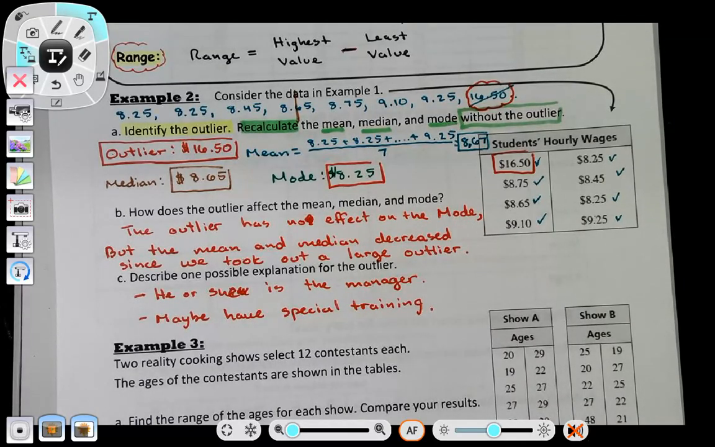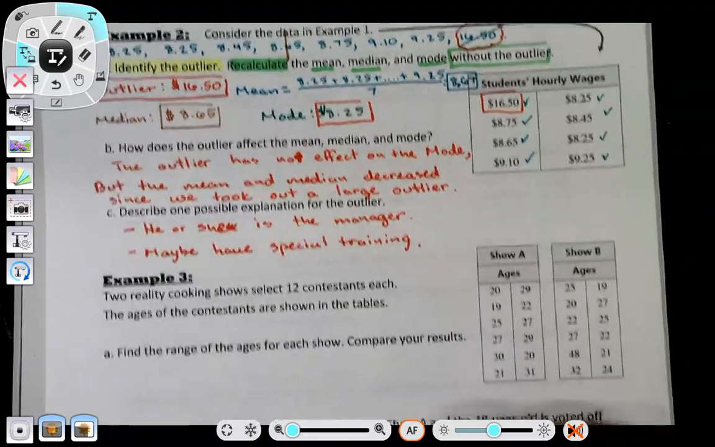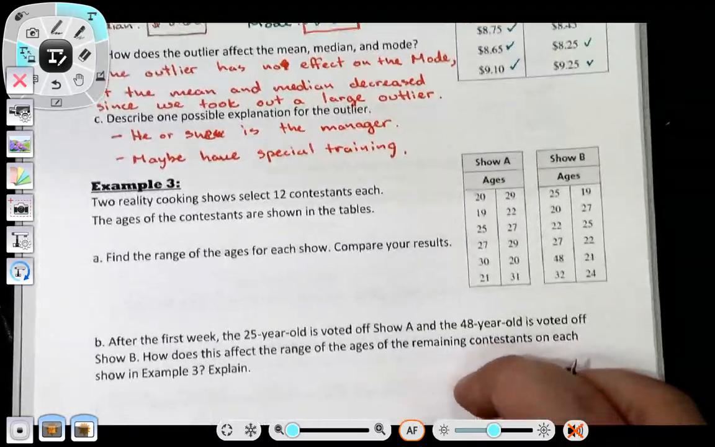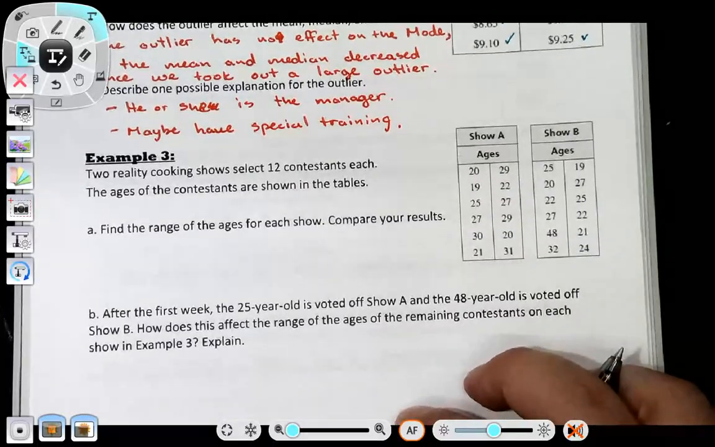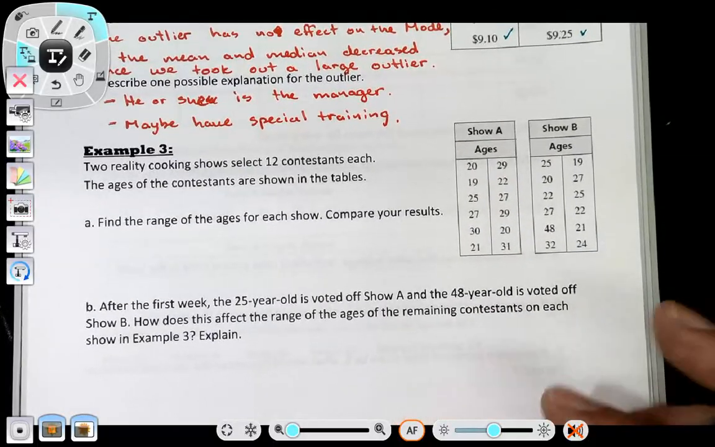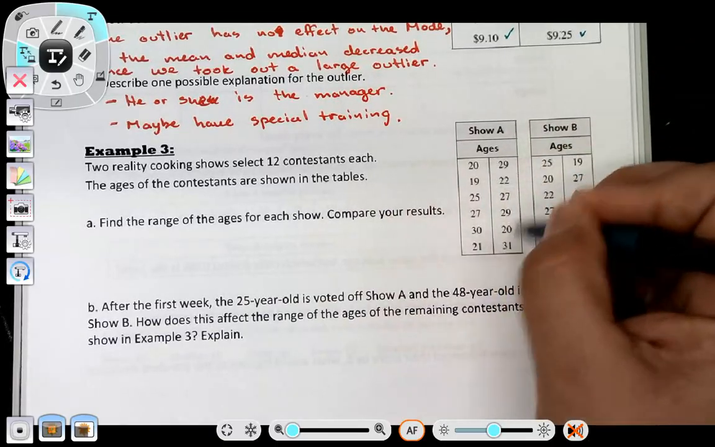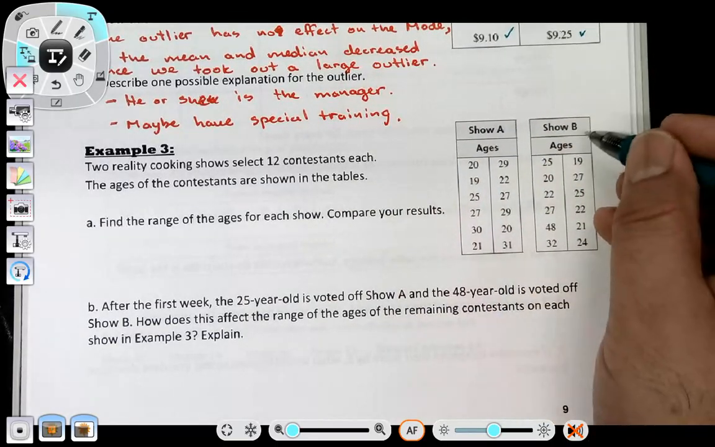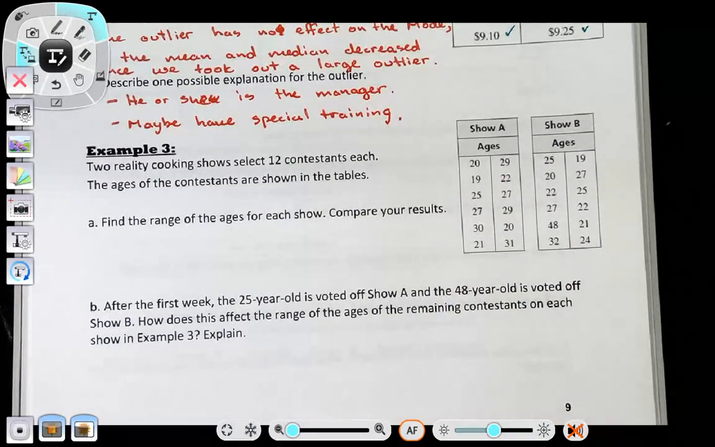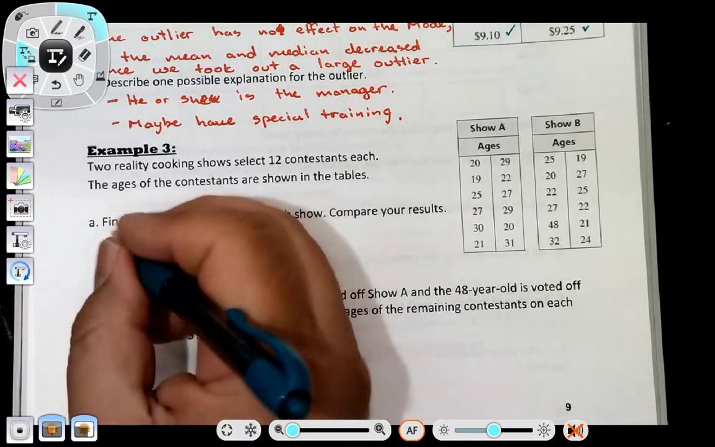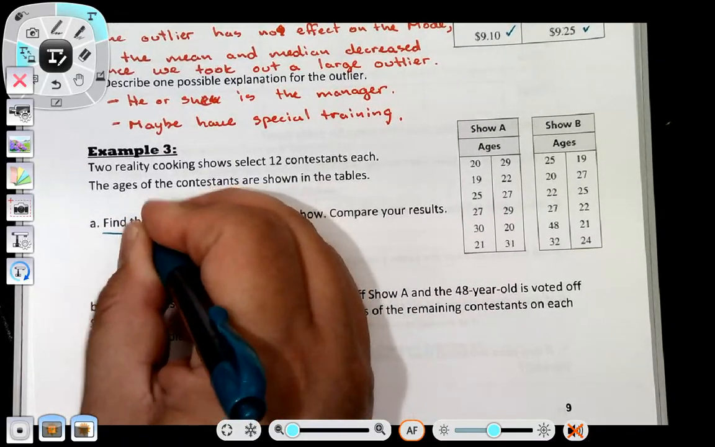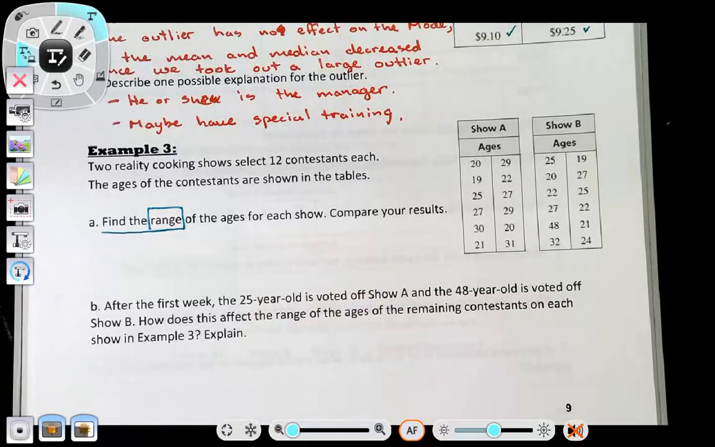All right, so for example number 3, it says, two reality cooking shows select 12 contestants each. The ages of the contestants are shown in the tables. So, reality show A got 12 people, right? Reality show B has 12 people also. The ages of the contestants are shown in the tables. Find the range of the ages for each show.